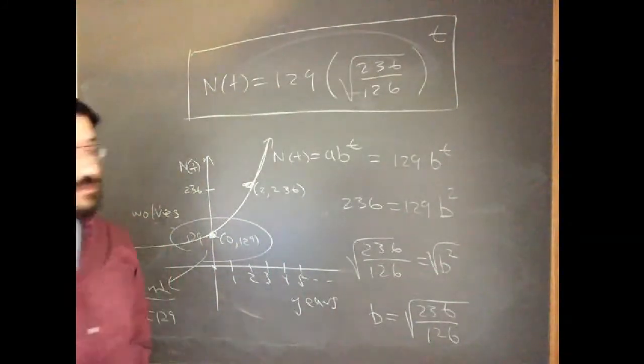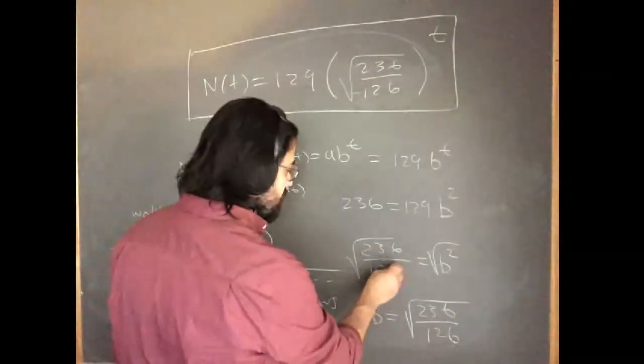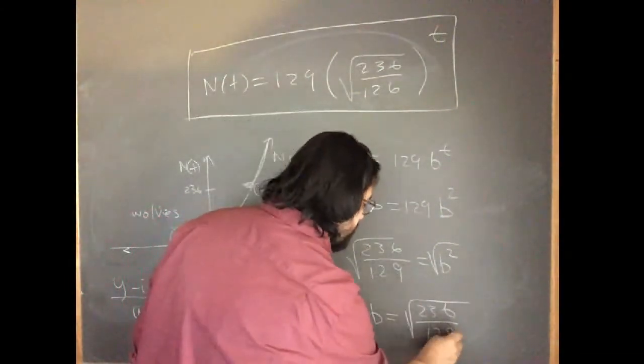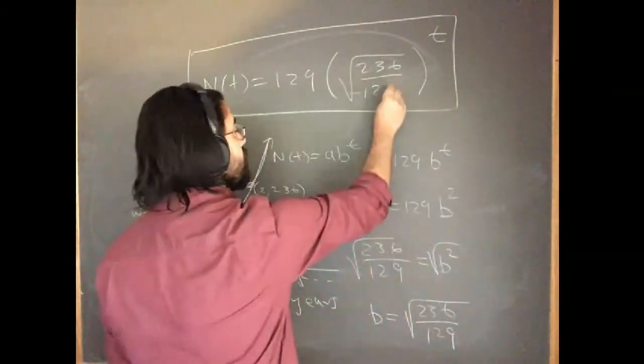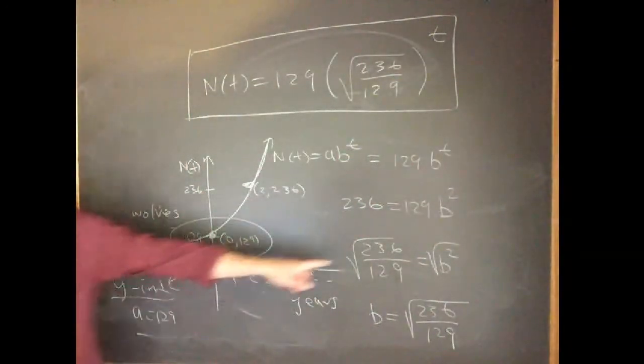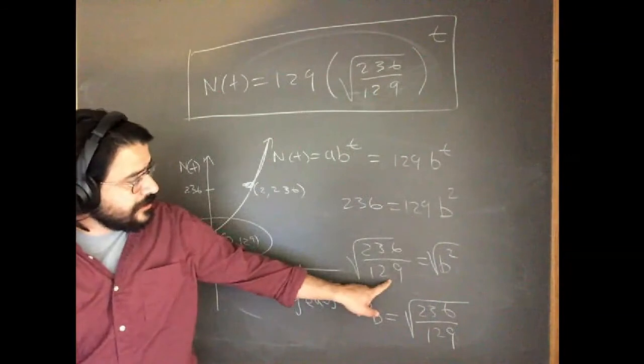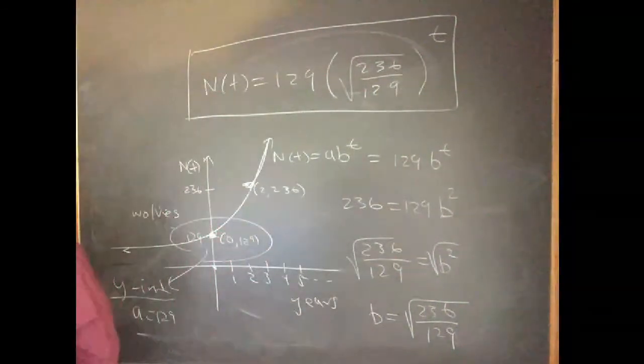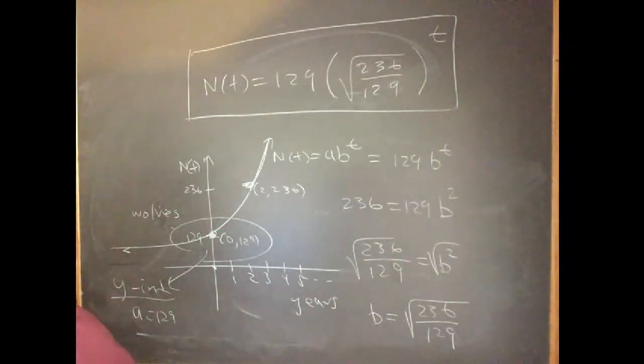I'm not sure why I put 126 there. Thank you, guys. 129. Yeah. So when I divided by 129 here, I threw in a 6 for whatever reason. Thanks. Okay, so now we've got the right answer here.